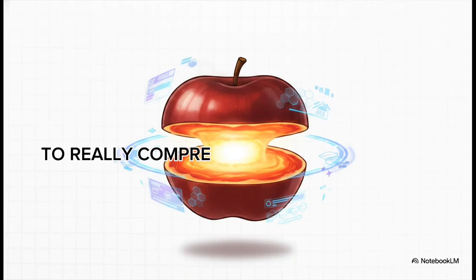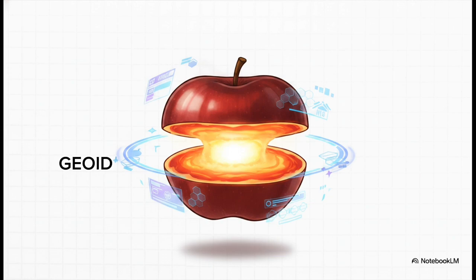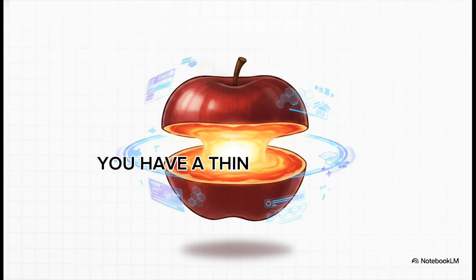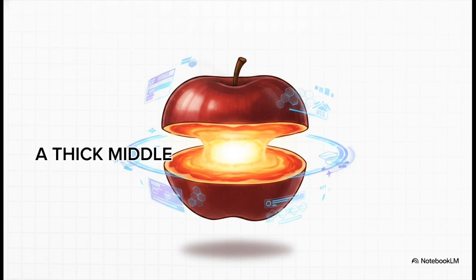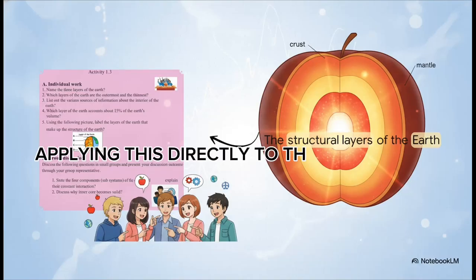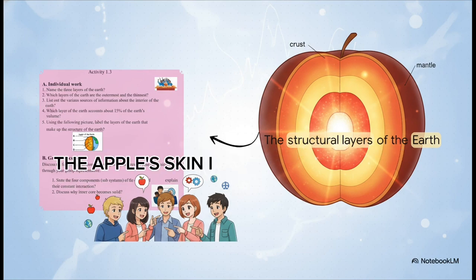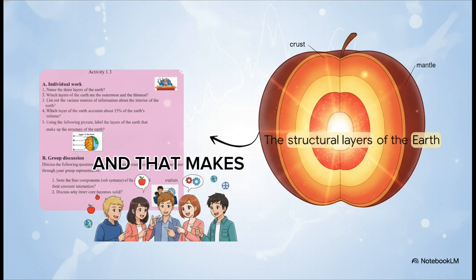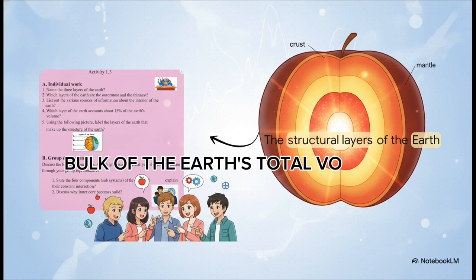So, to really comprehend what makes up this massive geoid, our text uses this fantastic, really simple visual analogy. You can literally think of the Earth like an apple. Just like an apple, the Earth is composed of 3 primary layers. You have a thin outer skin, a thick middle flesh, and a really dense center core. Applying this directly to the scientific model, the apple's skin is the Earth's crust. That's our outermost, thinnest layer. Right below that, the flesh represents the mantle, and that makes up the vast bulk of the Earth's total volume.